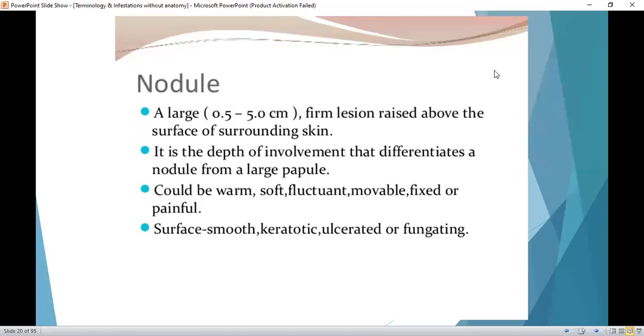Nodule. Nodule is large, like 0.5 to 5 centimeter size, firm, and raised above the surface. But the thing is that it is just like a papule if you just observe it, but it is the depth of involvement that differentiates a nodule from a large papule. Nodule can have a different consistency. It can be warm, soft, fluctuant, movable, fixed, or painful. And it may have a different texture of the surface, like fungating, ulcerated, keratotic, smooth.